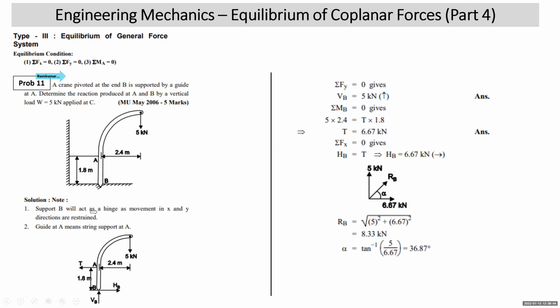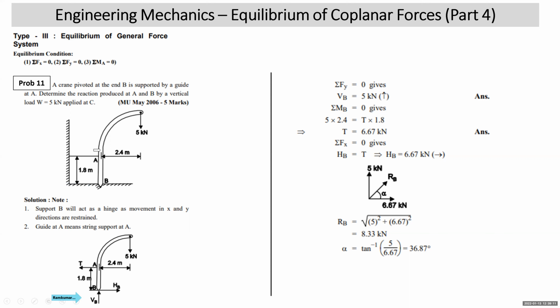That means with this kind of support, by your simple observation, you can understand that the lower end of the crane cannot move in X and Y direction. The crane lower end is supported or pivoted in such a way that it cannot move in X and Y direction. So we can understand that support B will act as a hinge. So we have shown two reactions, HB and VB.